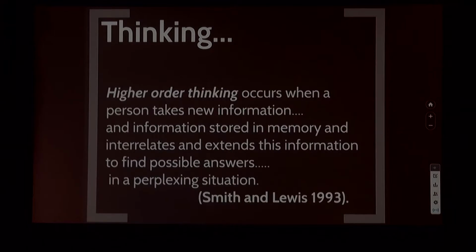And here's the definition. It's kind of long, but I'll read it for you. Higher order thinking occurs when a person takes new information and information stored in memory and interrelates and extends this information to find possible answers in a perplexing situation. That sounds to me like thinking like an economist. And usually when economists write about critical thinking, they just say, okay, we're just teaching students to think like economists. And if you had that definition, that would be right.